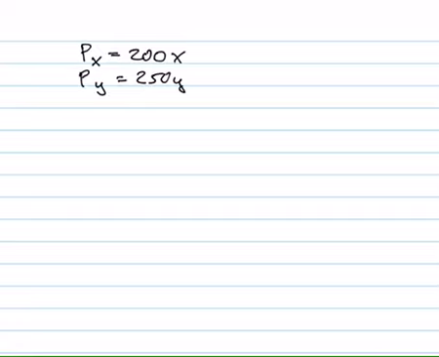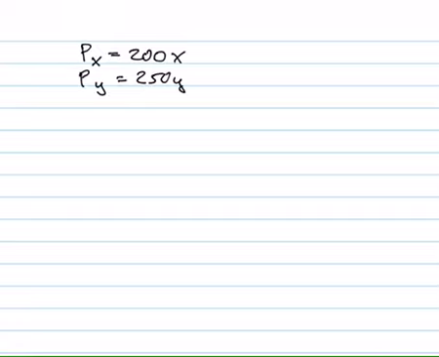So a manufacturer makes two types of jet skis, regular and deluxe. The profit on a regular jet ski is 200 per jet ski, so 200x. And the profit for a deluxe model, we'll call that Y, is 250Y.